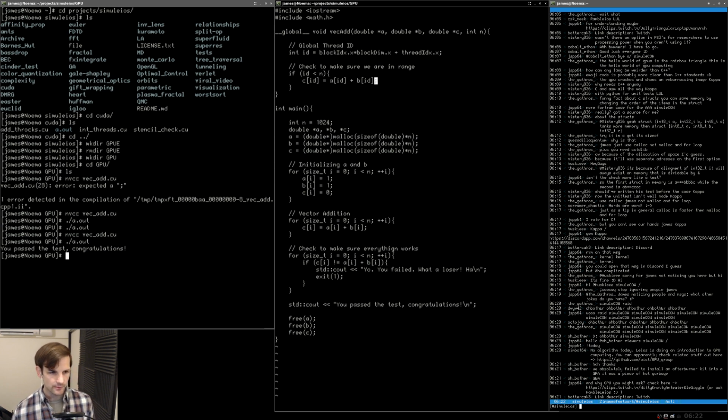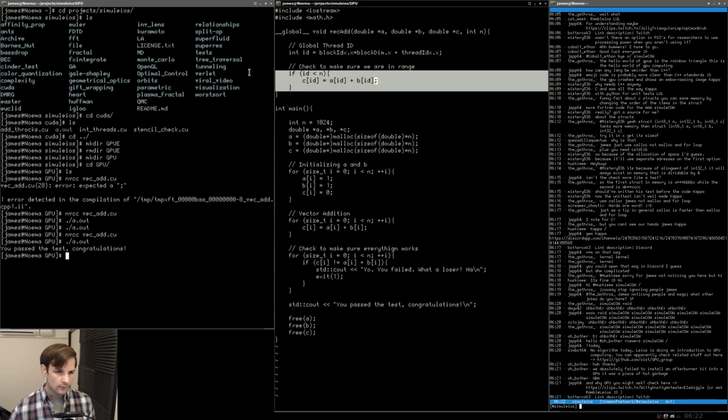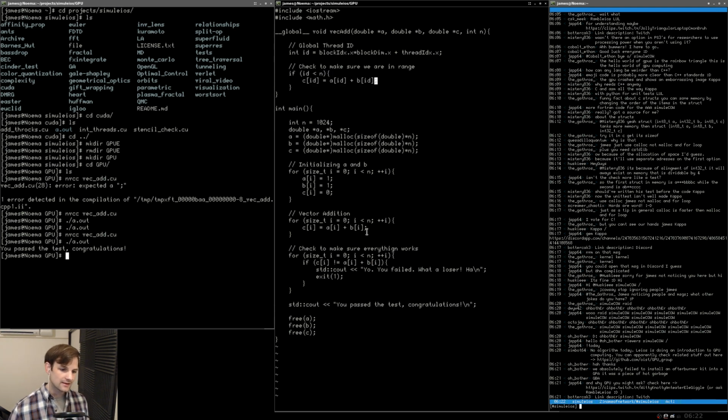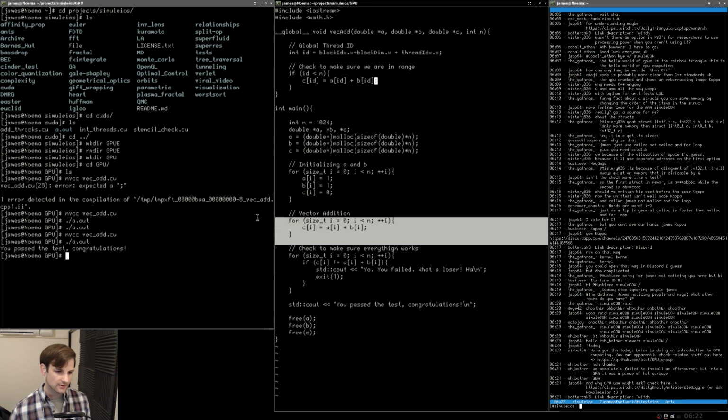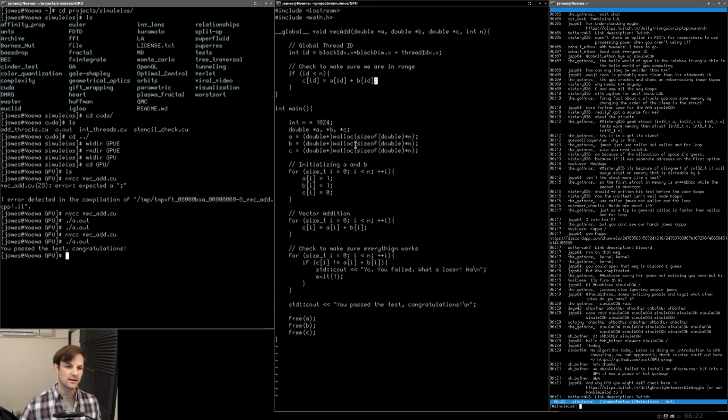Okay, so let's start with the simple stuff. Down here, we don't have a for loop. The for loop is gone because we're doing GPU computation. It's all done in parallel. So this guy right here is the same as this guy down here. Now, let's talk about how it does it in parallel, because this is actually rather confusing.